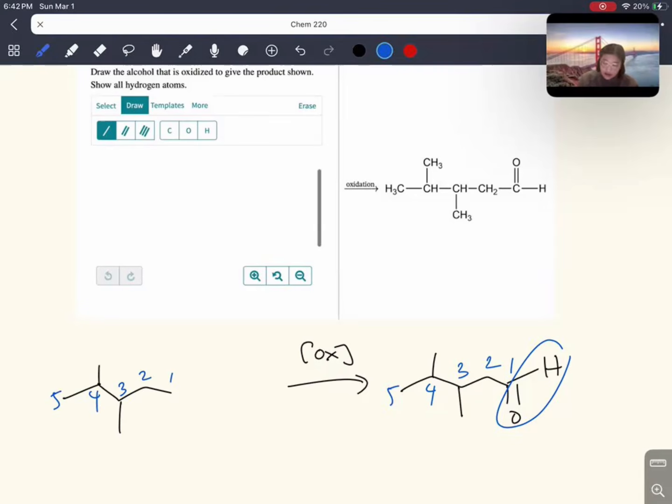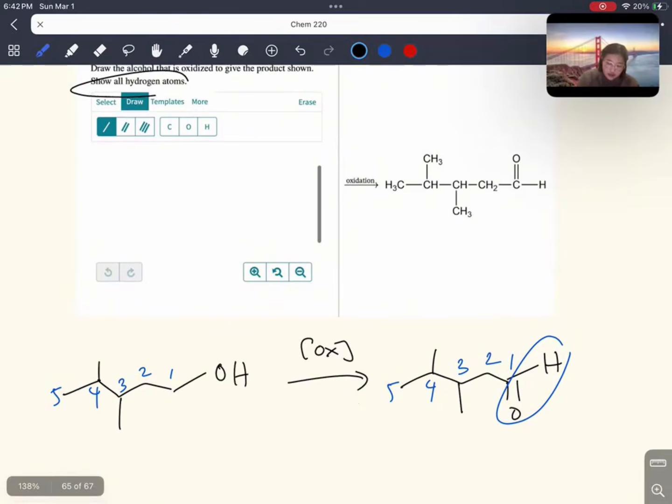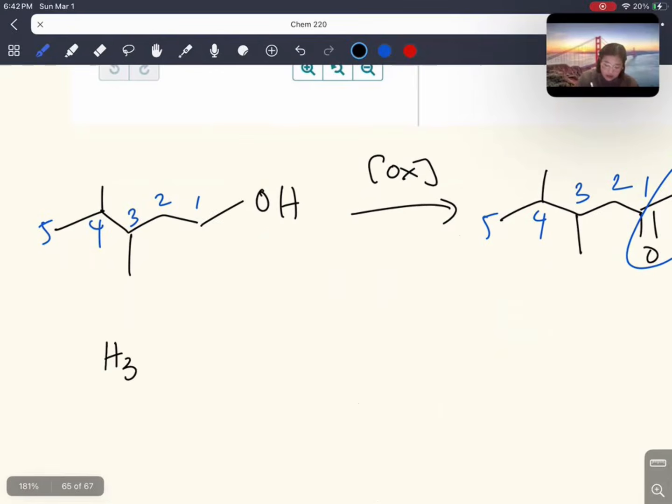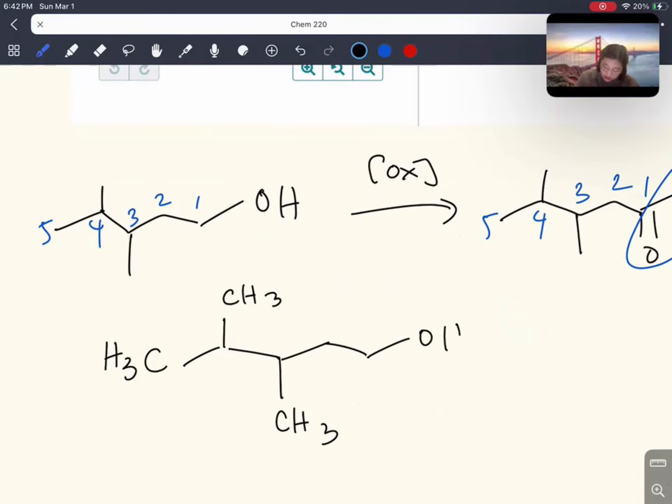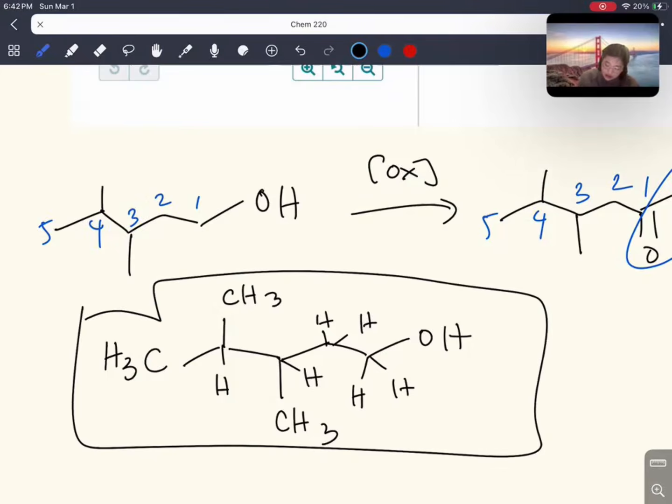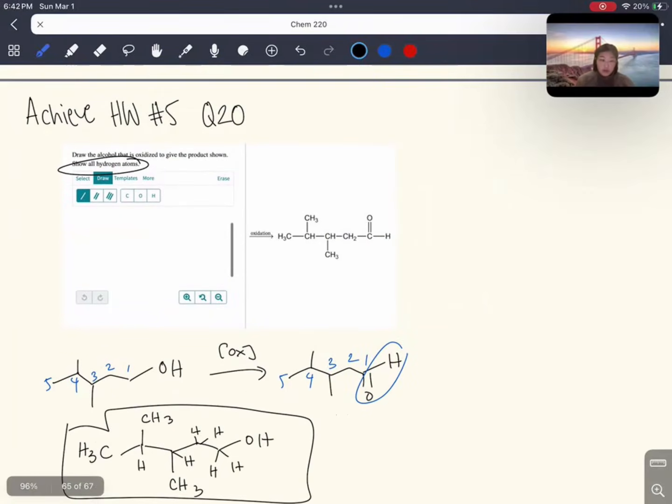And then I'm just going to draw an alcohol off of that first carbon. This question in Achieve specifically asks you to show all the hydrogen atoms. If you need to do that, you can do H3C, CH3, CH3, OH. So you can just draw all your hydrogens in. 1, 2, 3, 4, 5. And so yes, this would be your answer for the molecule that would be oxidized to form that aldehyde.